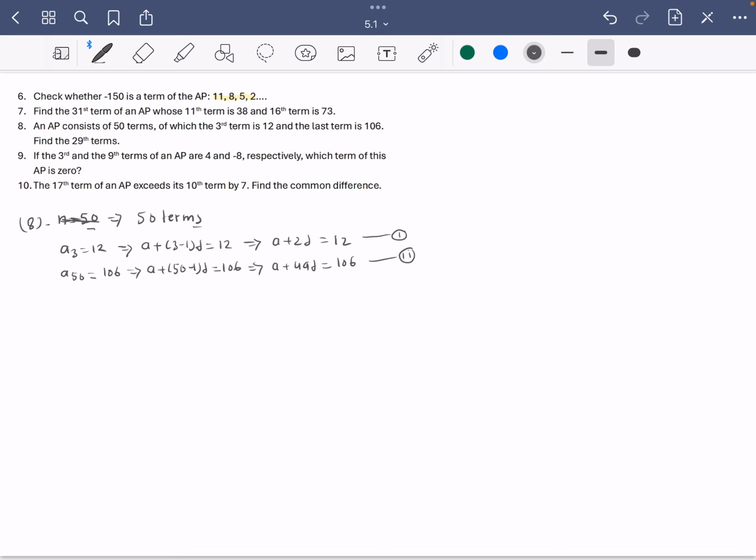So I will subtract 1 from 2 here. It's a plus 49d equals 106 minus a plus 2d equals 12. Negative, negative, negative. 49 minus 2 is 47 times d, and 106 minus 12 should be 94. So d is 94 over 47. It's 2.